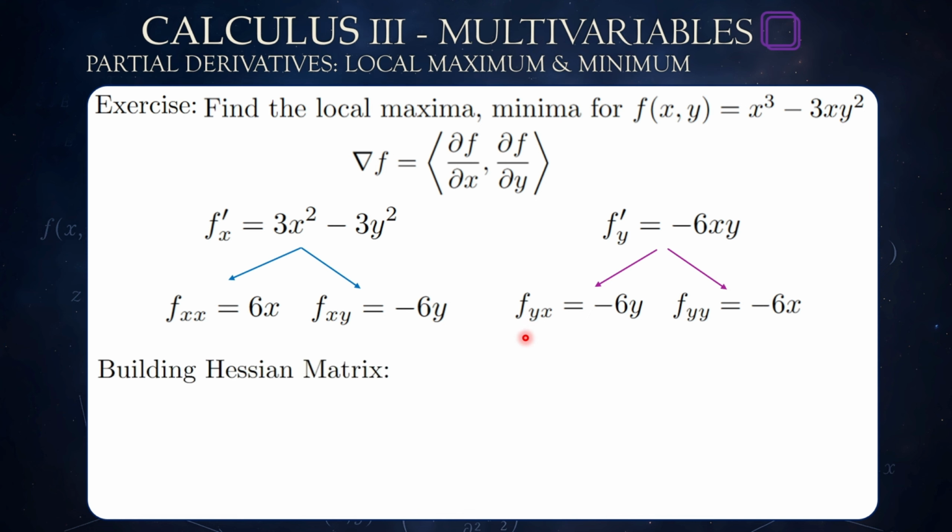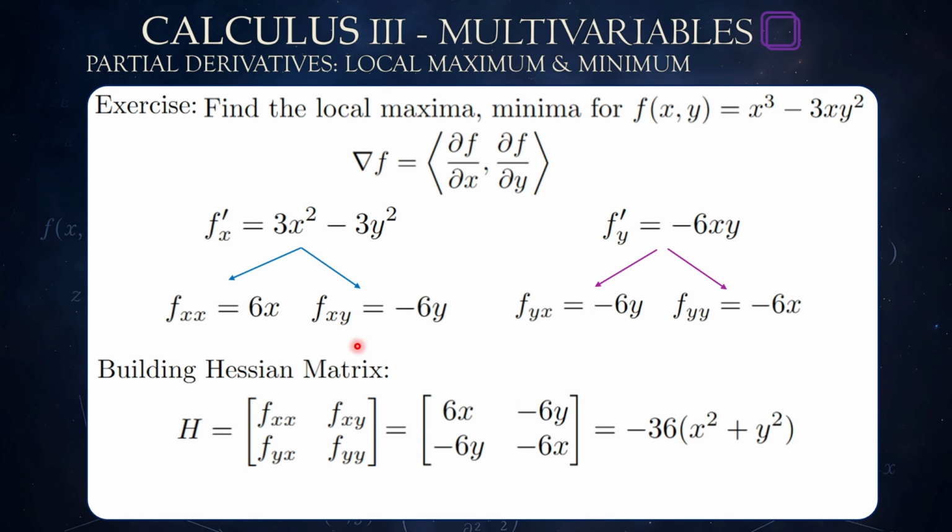Building the Hessian matrix. So again, the matrix H, or the Hessian matrix, is given by fxx, fxy, these first two components, and in the second row fyx, fyy. So 6x, minus 6y, then minus 6y, minus 6x. You get the determinant of this Hessian matrix, and the result is minus 36 times x squared plus y squared.